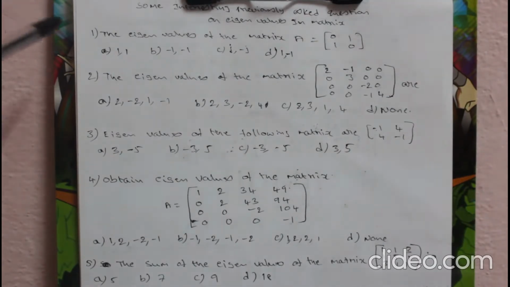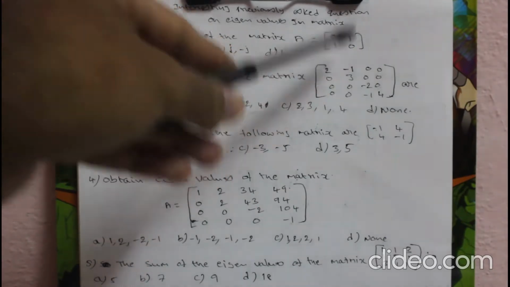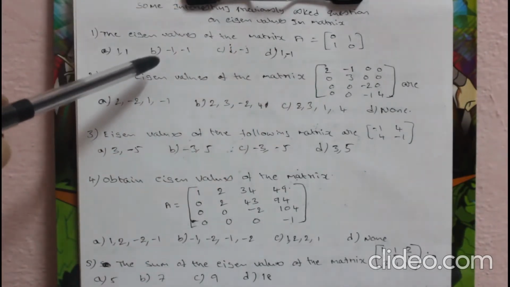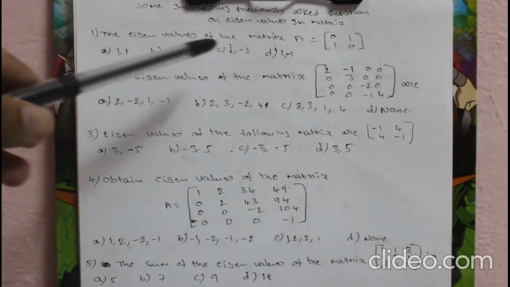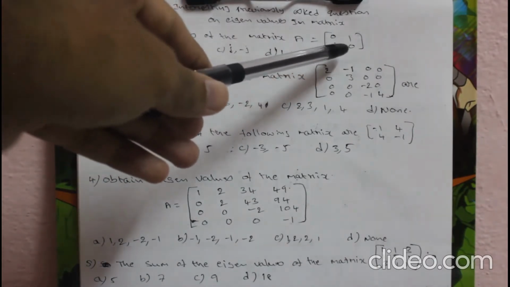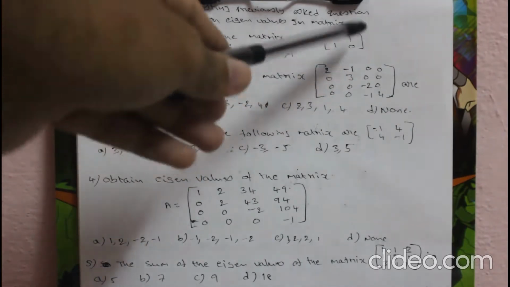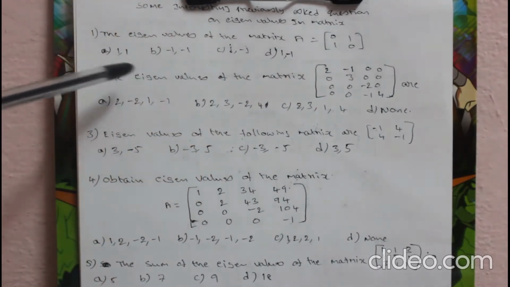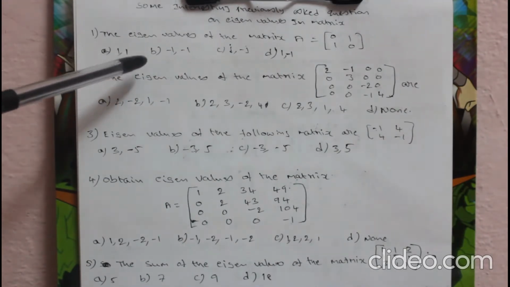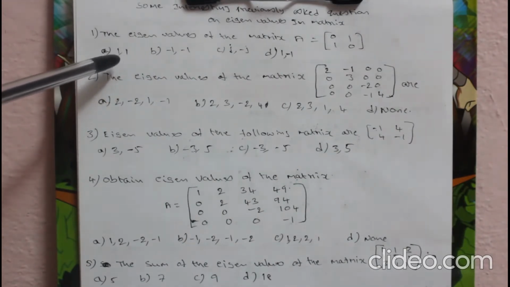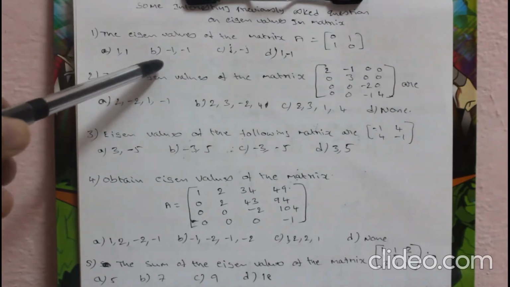First one, the eigenvalues of the matrix A equal to 0, 1, 1, 0. So apply the first point, that is, the sum of the eigenvalues is equal to the addition of the diagonal elements. Look at the matrix. Here the addition of the diagonal elements is 0 plus 0, that means 0. So look at the options. Option A, 1 comma 1 given. So 1 plus 1 is equal to 2, that is not equal to 0. So option A is eliminated.